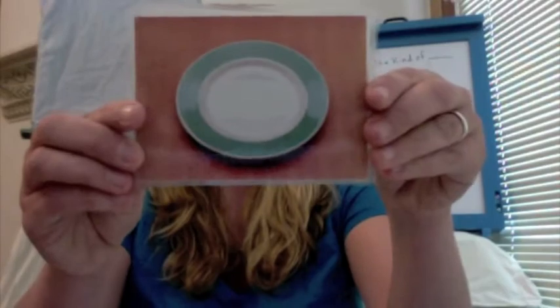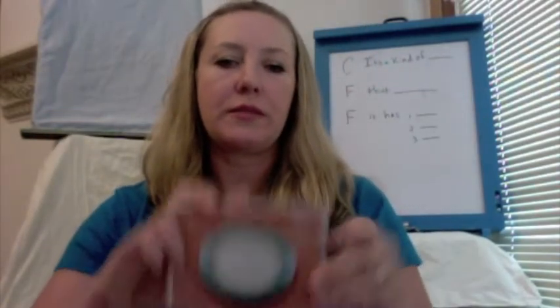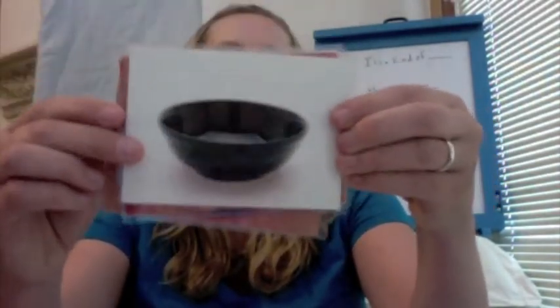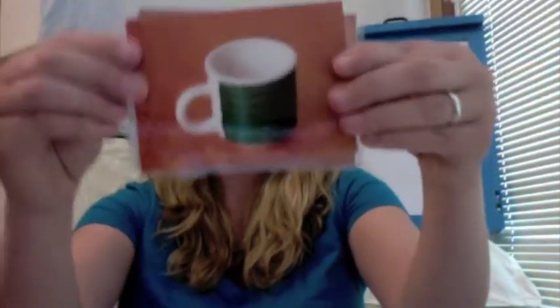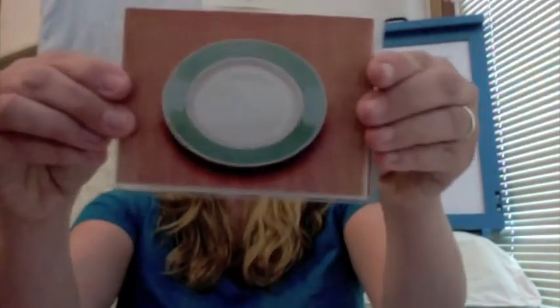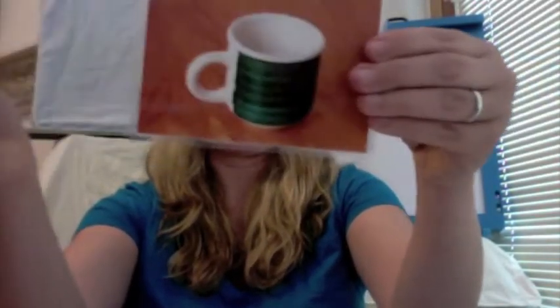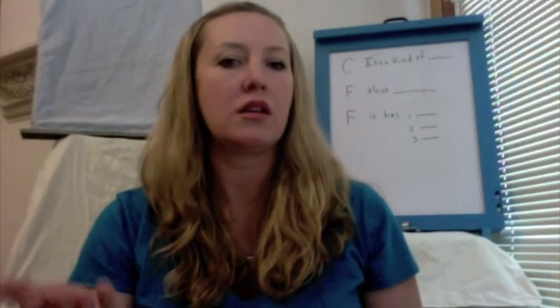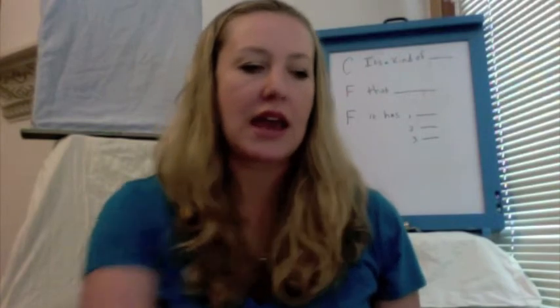We're going to talk about dishes. Let's name some dishes. Plate, bowl, cup. Let's name some dishes. Plate, bowl, and cup. You tell me 3 dishes. That's right. Plate, bowl, and cup are all dishes. Let's take one of these and define it. We're going to talk about a plate.